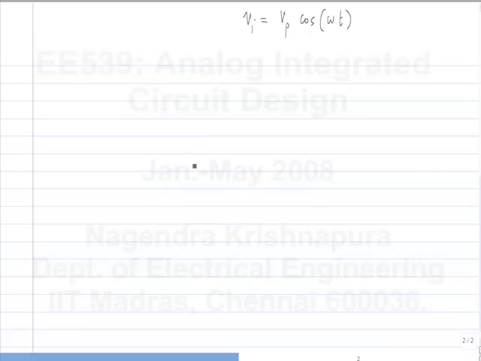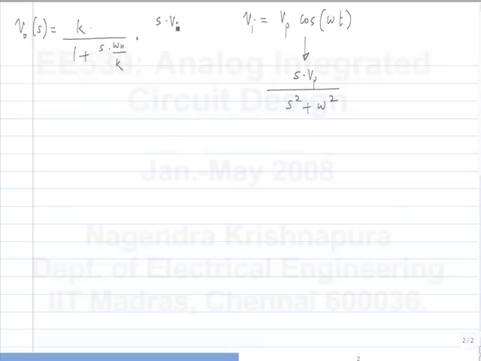So we have the transfer function, and what is the Laplace transform of the input? If this is the input, what is the Laplace transform? Yeah. So the Laplace transform of this is s times Vp by s square plus omega square. So the output will be... Now you can evaluate this.